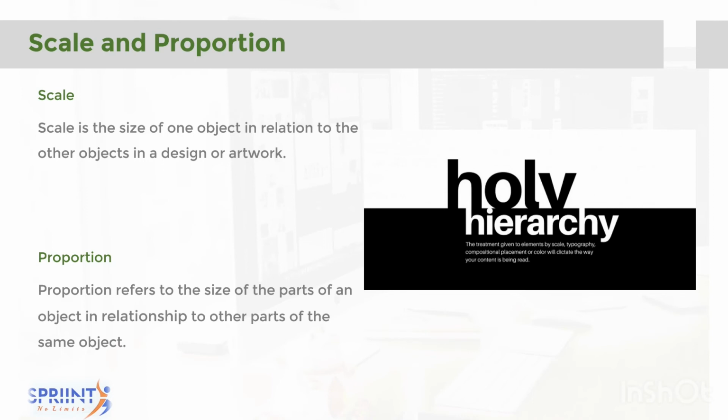So proportion refers to the size of the parts. So you're talking about the whole thing now, not just one object. How do they relate? How does it make it a better visual experience for the user? How do you make the user understand that this is more important than that? You can also use scale to do that.